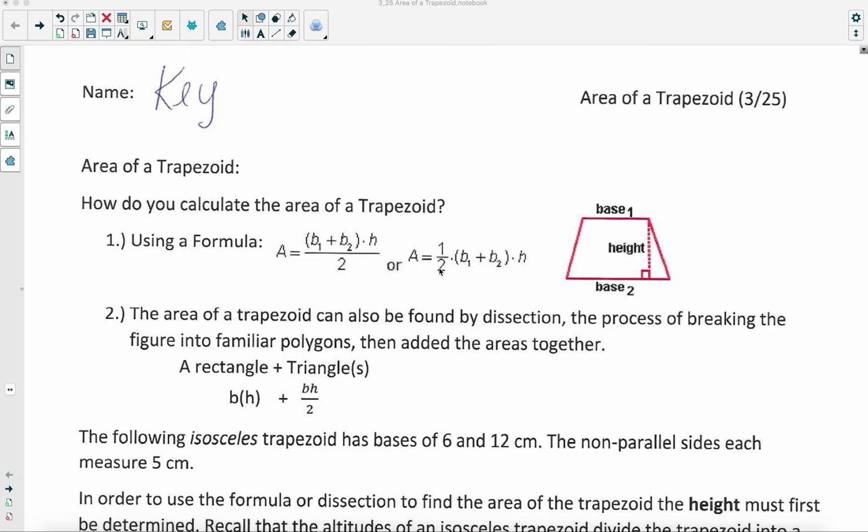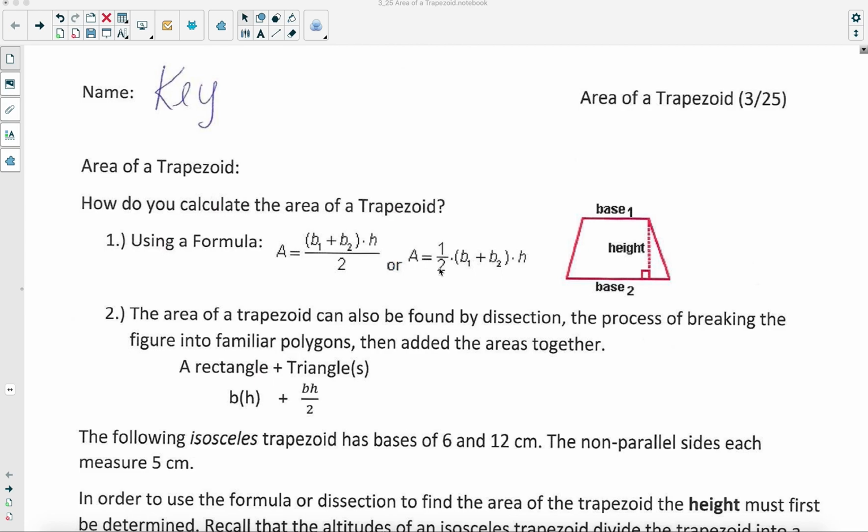Everyone, how's it going? Hope you found the lessons on area of a triangle, area of a parallelogram, area of a square, and rectangle rather straightforward and easy. We are now going to put everything together and talk about how to find area of a trapezoid.